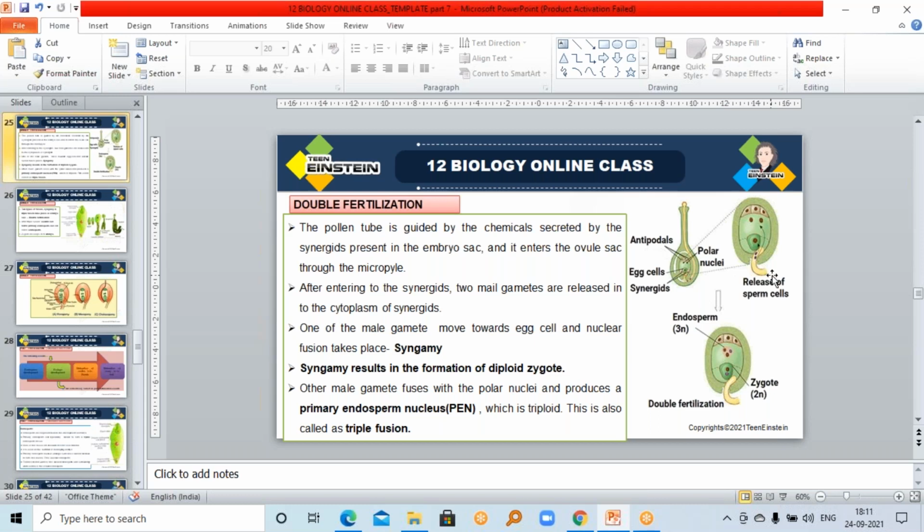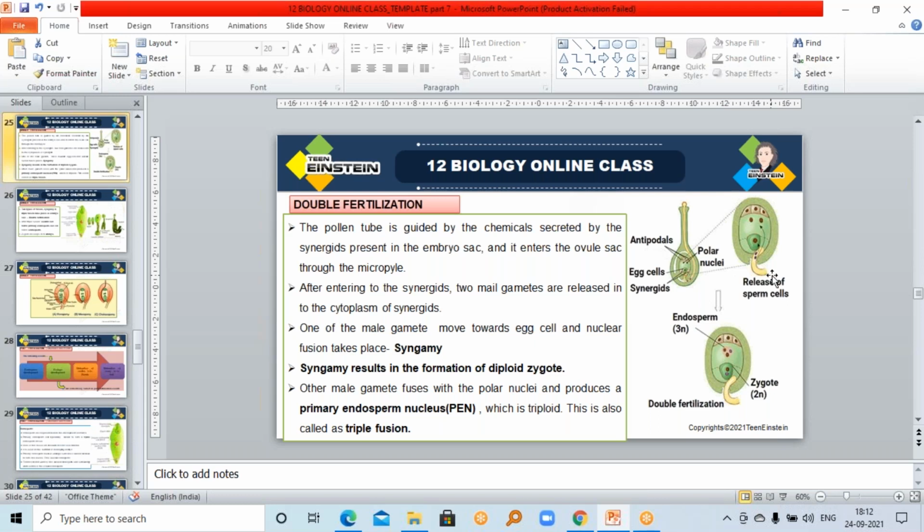So the zygote will be in diploid condition. There will be two sets of chromosomes, right? There is not a single set. From the male gamete one set will come, and from the female gamete another set. So the zygote is diploid, with 2n chromosomes. This is called syngamy, otherwise called generative fertilization. Note down syngamy, otherwise called generative fertilization.